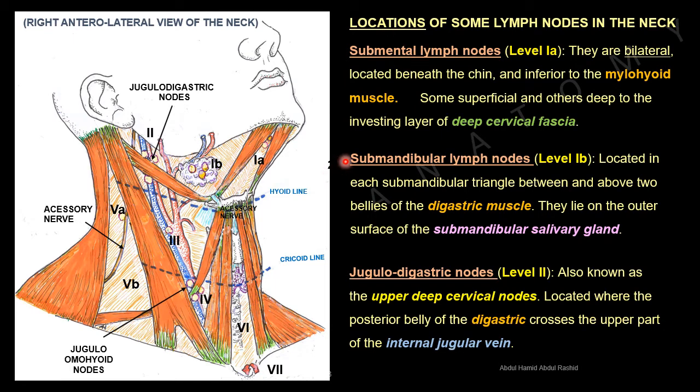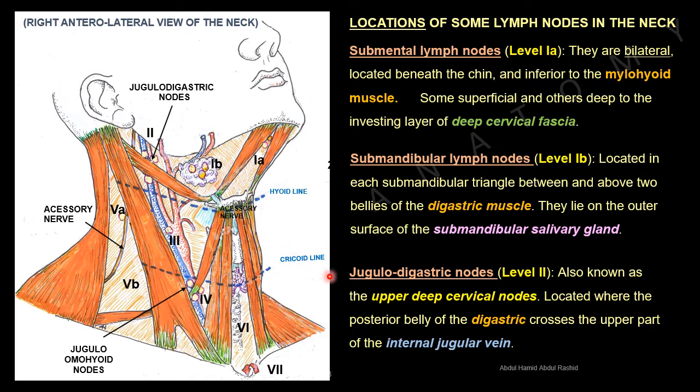Second is submandibular lymph nodes, level 1B. This is the one. Located in each submandibular triangle, between and above two bellies of digastric muscle. They lie on the outer surface of the submandibular salivary glands.